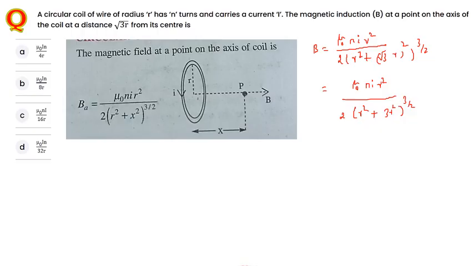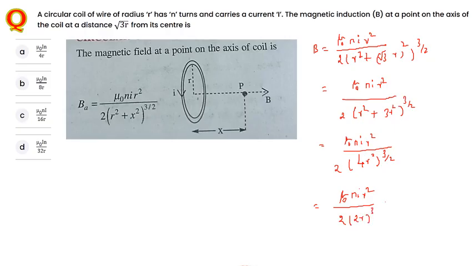Now r square plus 3 r square is 4 r square. So what remains is mu naught N I r square divided by 2 into (4 r square) whole power 3 by 2. First we take the root and then make a cube. Taking the root of 4 r square gives 2r, so we have mu naught N I r square divided by 2 into (2r) whole cube.